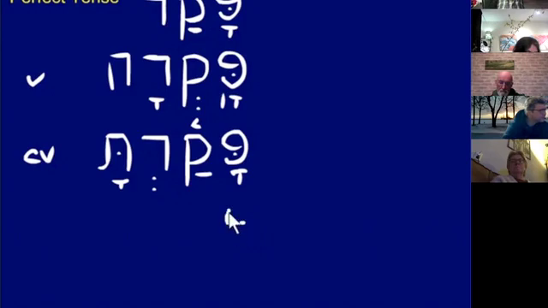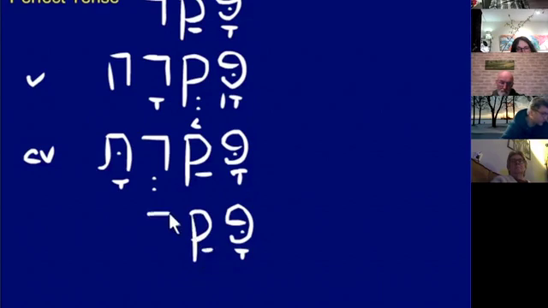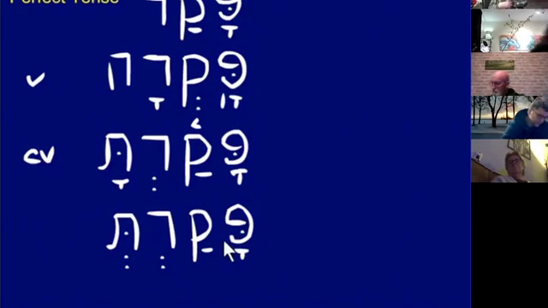Okay. Next one. This one is the 2fs. This is 2ms. This is 2fs, feminine. Same kind of treatment. Pakad, and the ending, the suffix, is t. And we'll close this off. Actually, I'm not sure if you marked this here like this or not. Now, this one is a bit odd. What you have here are two silent shvas.